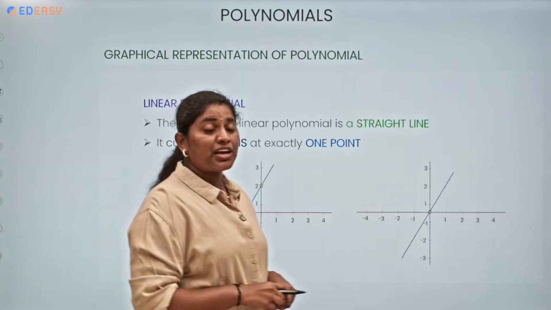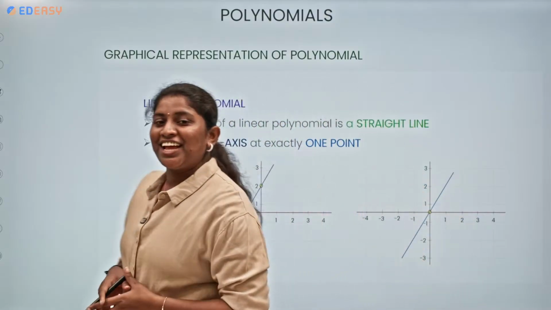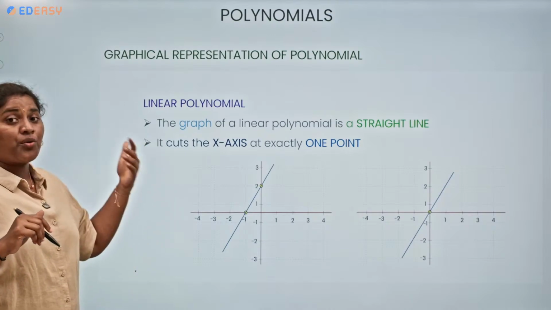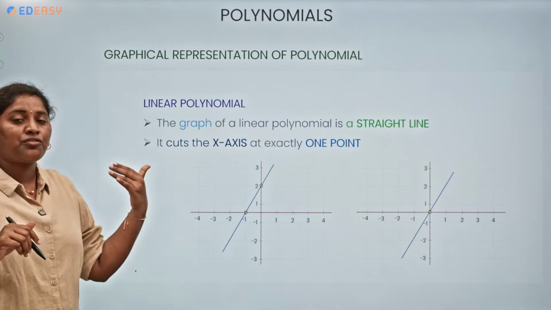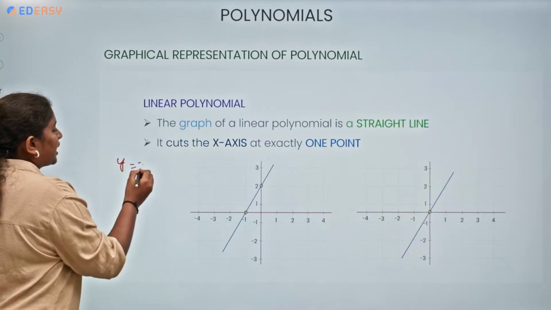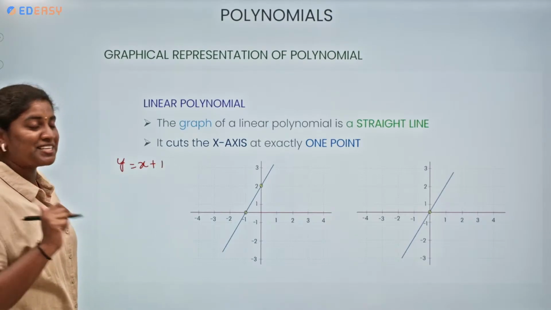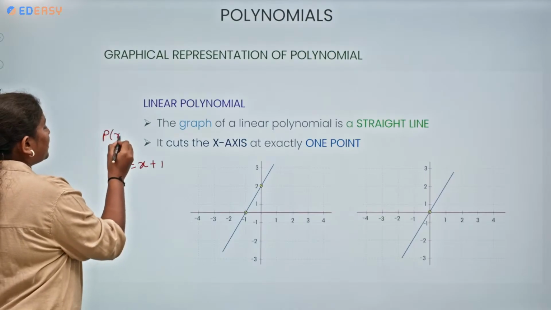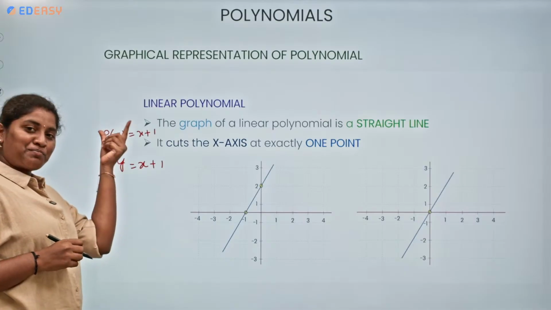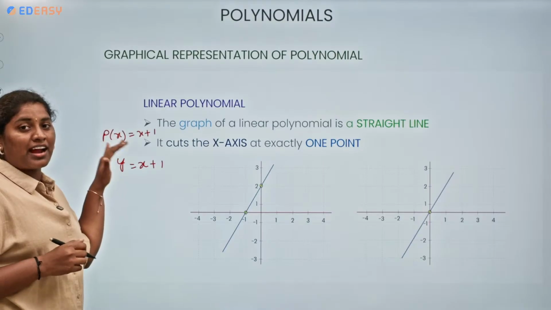Moving to the next, we are going to discuss the graphical representation of a polynomial. How can we take the graphical representation of any polynomial? For example, if I am taking y equals x plus 1. Don't get confused. I am taking my p of x, which is equal to x plus 1. It means I took my polynomial x plus 1, and I need to draw the graph for this polynomial.